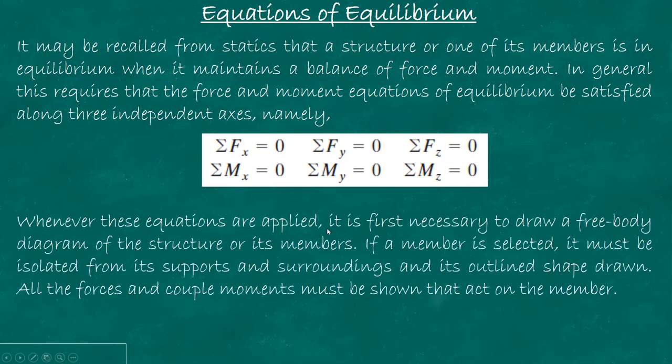So whenever these equations are applied, it is first necessary to draw a free body diagram of the structure or its members. If a member is selected, it must be isolated from its supports and surroundings, and its outline shape drawn. All the forces and coupled moments that act on the member must be shown. You are already aware of this from statics, the FBDs.